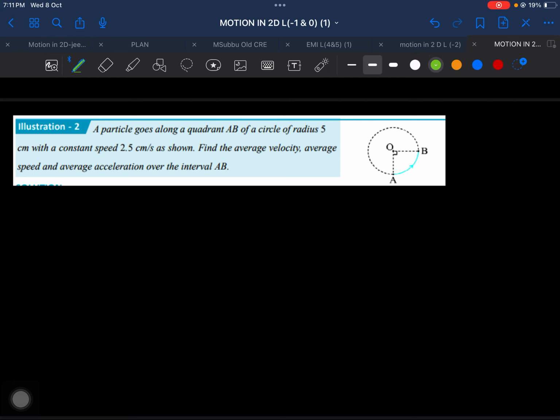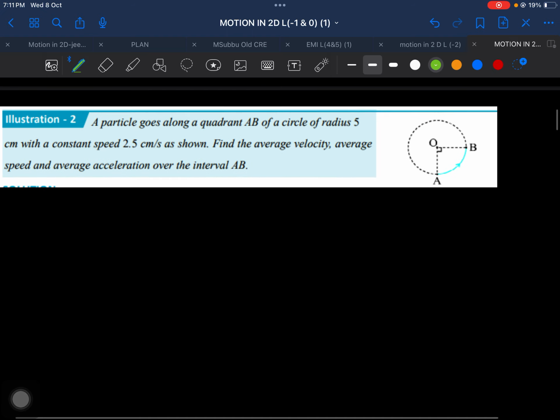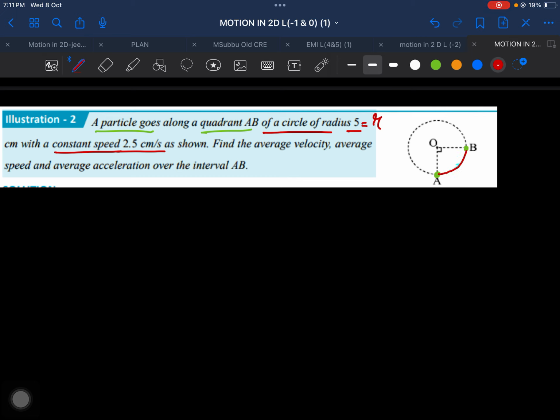Students, here is a numerical in front of you. A particle goes along a quadrant from A to B of a circle of radius r, given in centimeters, with a constant speed of 2.5 centimeter per second. It means the particle is traveling from A to B through this quadrant with a constant speed of 2.5 centimeter per second. Find the average velocity.